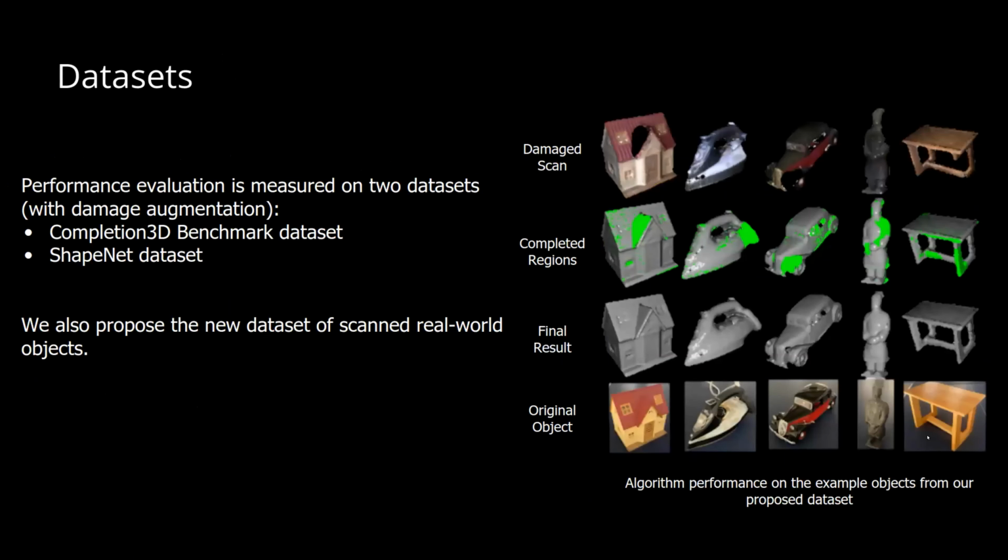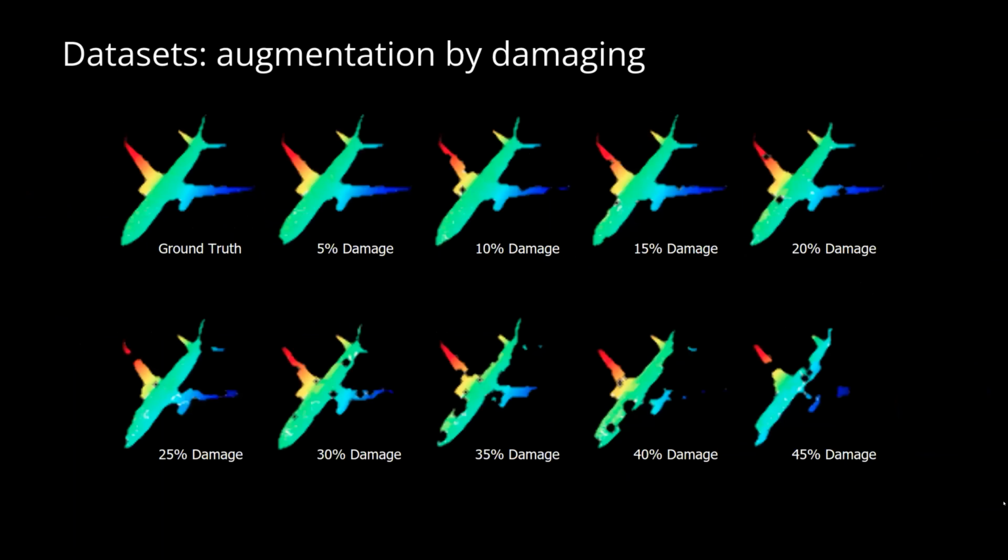For the performance evaluation, we used two of the most common datasets: the Completion3D benchmark dataset, which is based on the ShapeNet dataset, and the ShapeNet dataset itself with proper augmentations. We also propose our new dataset of real-world scans obtained by iPhones through the depth camera. You can see the performance of our framework on these real-world scans in this image. Here you can see the augmentation of the ShapeNet dataset with different damage rates: the original object and very damaged objects.